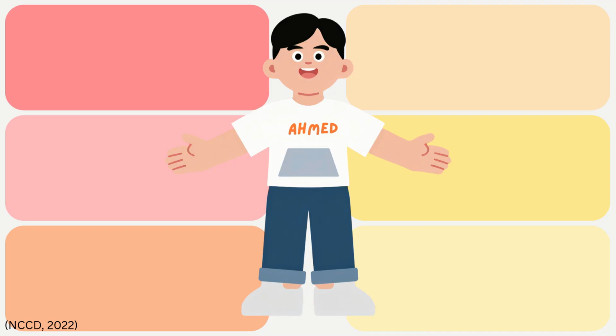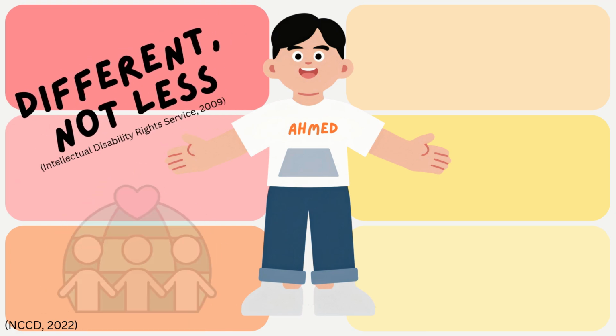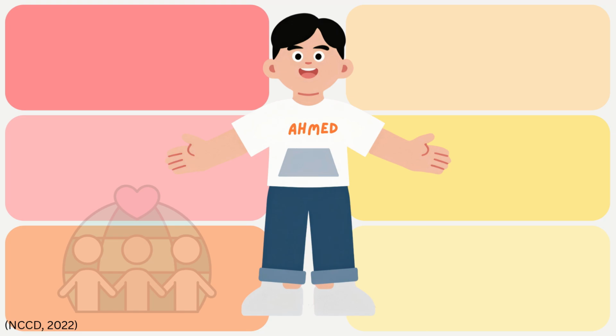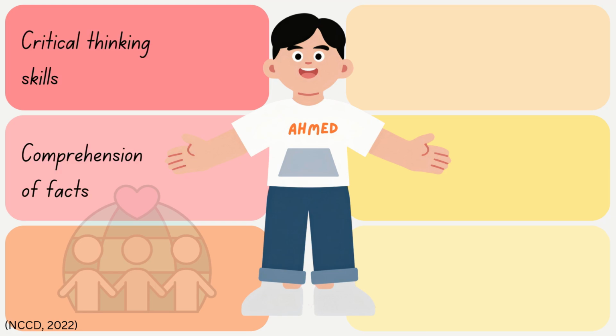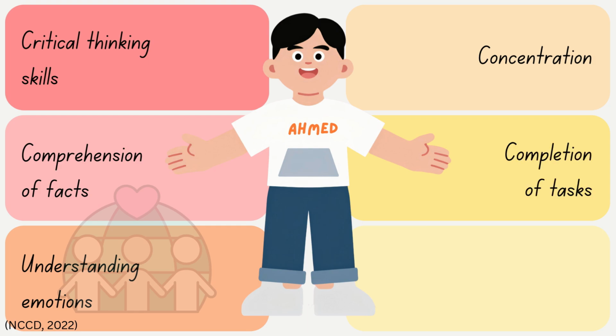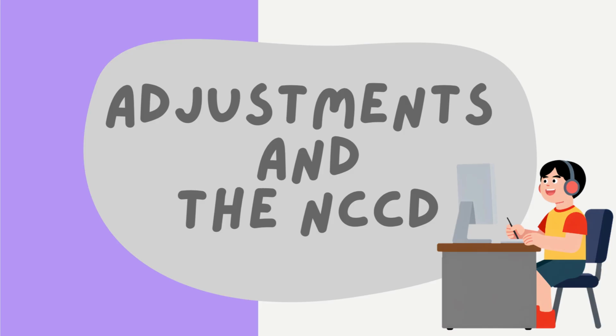Ahmed's learning support needs are complex and multifaceted. However, this in no way defines his character. Ahmed is different, but certainly not less, and his compassionate nature is a shining beacon in our preschool class. Ahmed's learning challenges centre around critical thinking skills, comprehension of facts, and the ability to understand emotions. This leads to difficulties in concentration, completion of tasks, and emotional regulation.